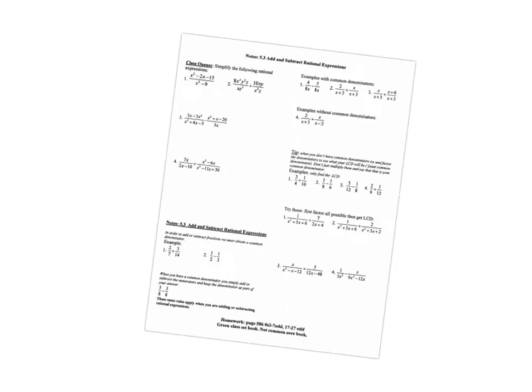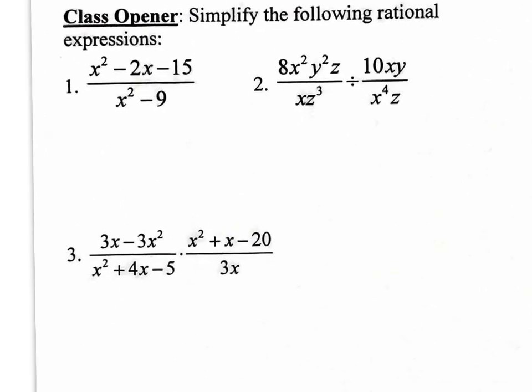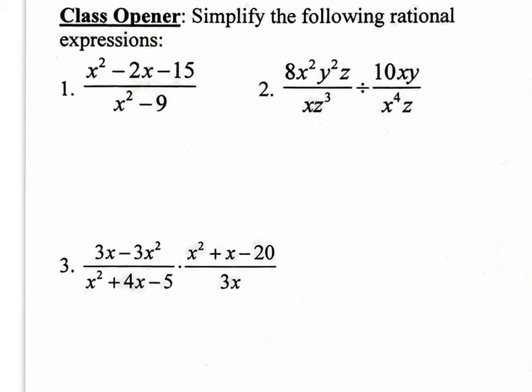Here's video number 1, and we're going to jump right into the class opener. So on number 1, you need to simplify it. And what do I mean by simplify it? Factor first, then cancel. So when you factor x squared minus 2x minus 15, you could break that down to what?